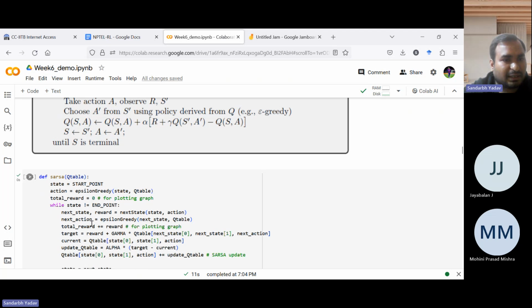First, we will calculate the target. The target is reward plus the discount factor, which is gamma, times the Q value of the next state and next action. Okay, so this is the target which we have calculated. Now, after the target, you need to find the current estimate also. Right, current you can simply obtain from the Q table. It's already stored in the Q table.